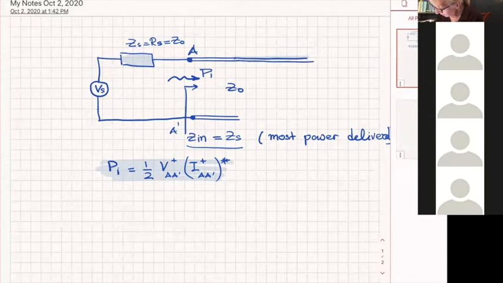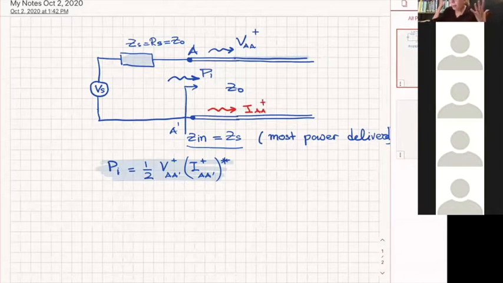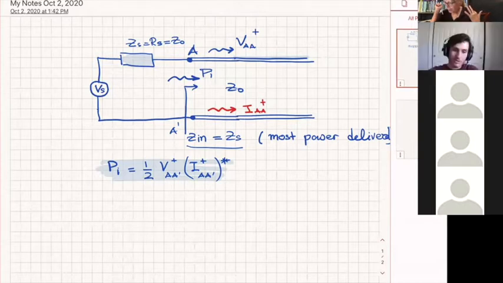Let's assume that I have a line like that. The line is totally matched to my load. So if my incident voltage here is this, and my incident current is this, do I have any reflection coming back from the line? No, because it's matched. Exactly.